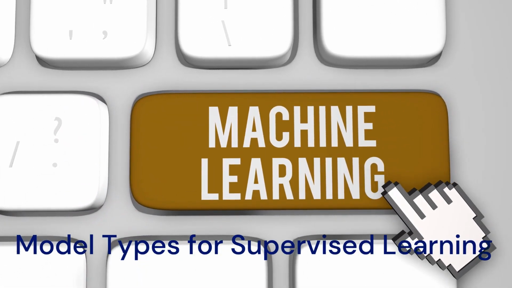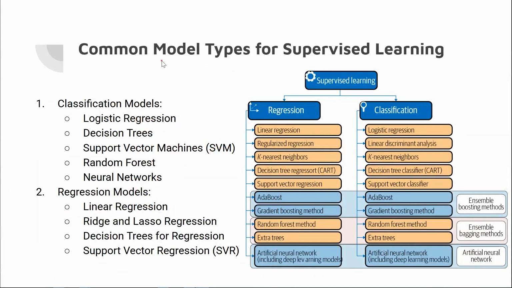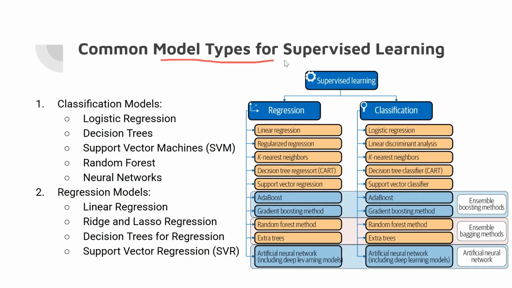Hey everyone, welcome back. Today we're going deep into supervised learning and the most common models you need to know to solve real-world problems. Whether it's figuring out what category something belongs to or predicting a number, these models are your best friends. Let's start by understanding the two big categories in supervised learning: classification and regression.